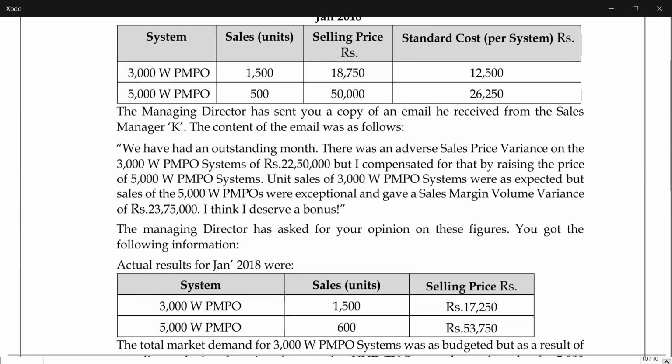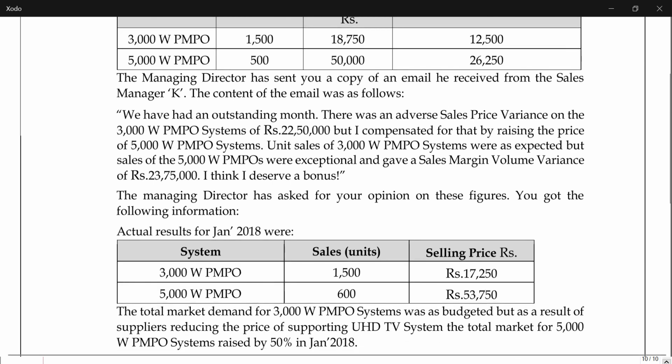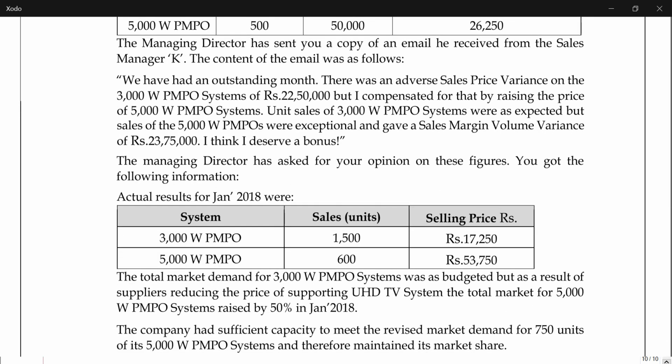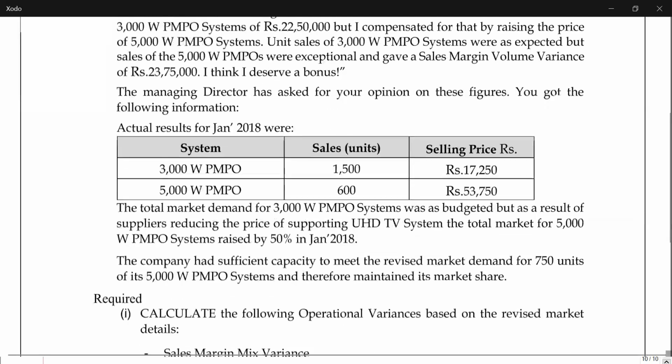Managing director has asked for your opinion. You got the following information. The total market demand for WPMPO was as budgeted, but as a result of suppliers reducing the price, the total market for 5000 WPMPO raised. The company had sufficient capacity to meet the revised demand.